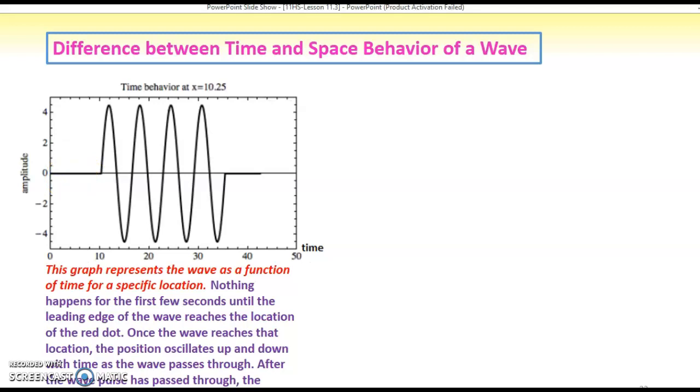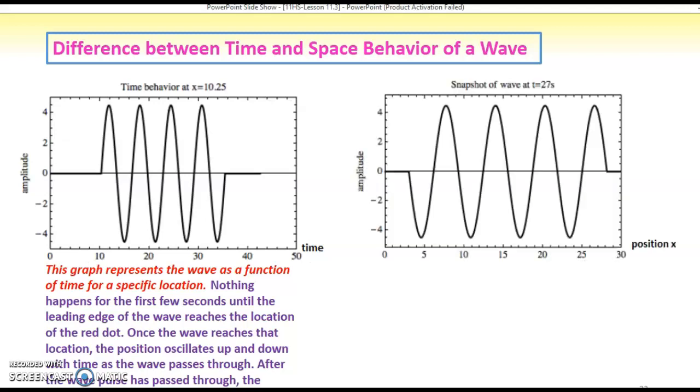No vibration was happening. Then when the pulse reached the particle, it started vibrating up and down. Now once the wave reaches that location, the position oscillates up and down with time as the wave passes through. After the wave pulse has passed through, the displacement returns again to zero.